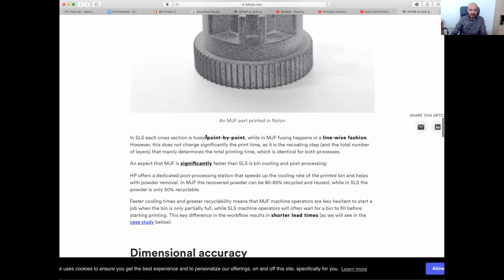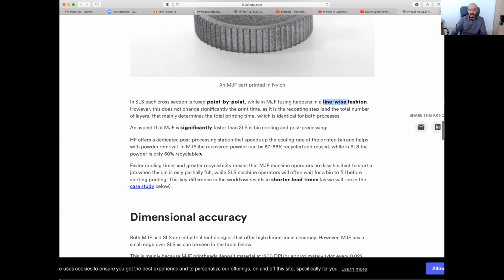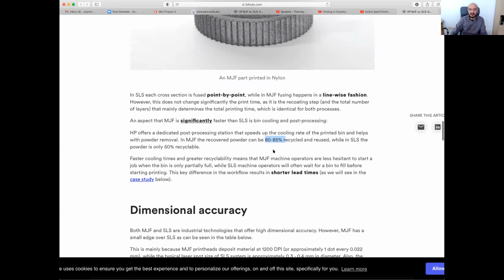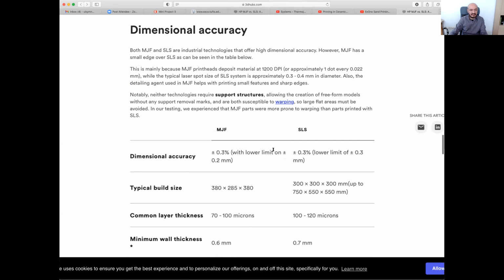And in SLS, obviously, we have a point-by-point process since we have a laser, but in HP's technology, they have multiple thousands of nozzles, so we can consider them as line-wise printing. And as you see, about 50% of the powder is recycled in SLS, but in multi-jet fusion system, about 85% can be recycled and reused.